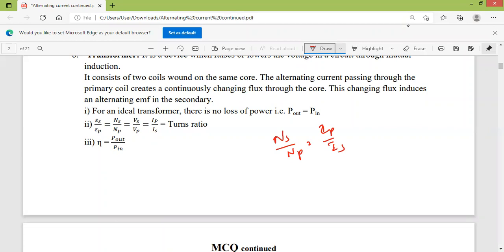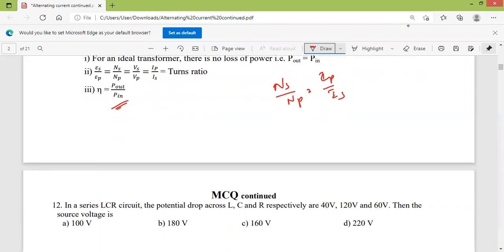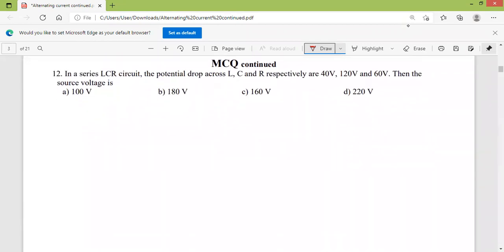And the efficiency of the transformer is equal to power output by power input. Now we'll go to the questions, MCQs.